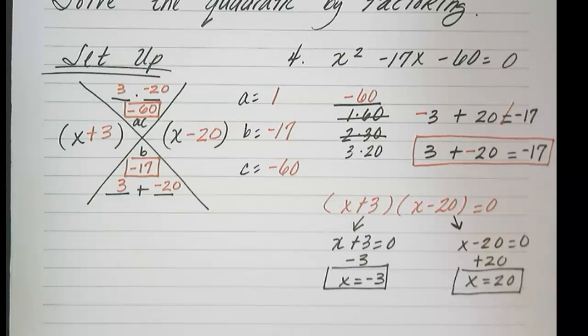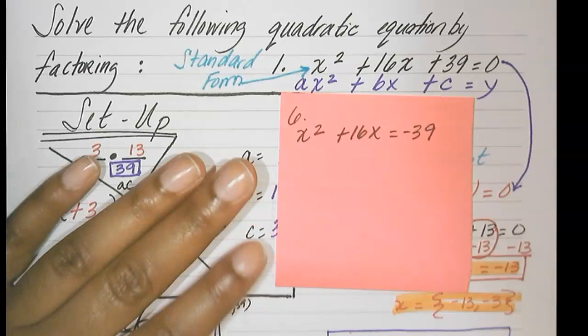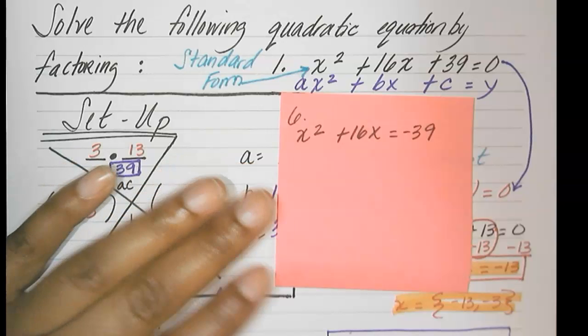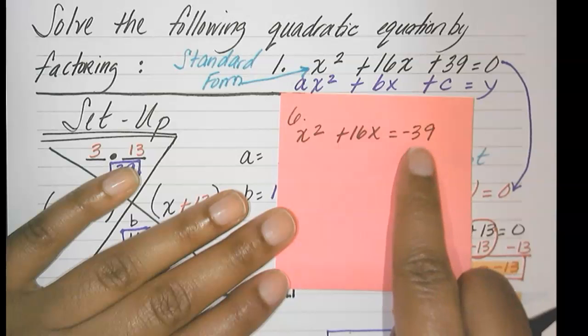We're going to kick it up a notch. Good work. I'm not going to let it go to waste. Here we go. X squared plus 16x equals negative 39. I put this here on purpose. You want to see why? This right here is not in standard form. It does not equal 0.